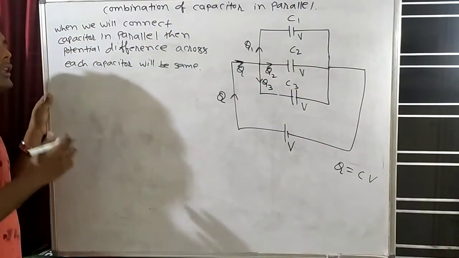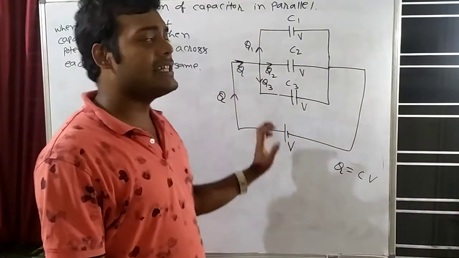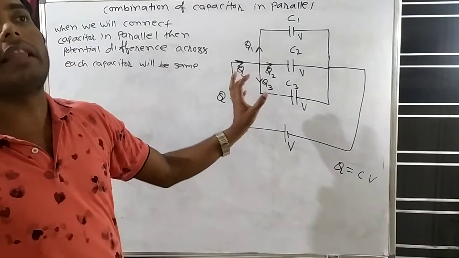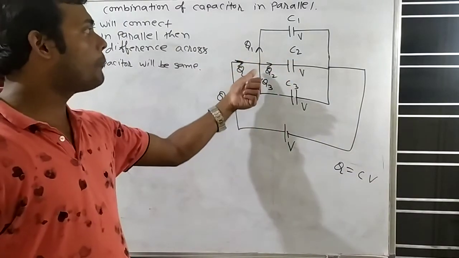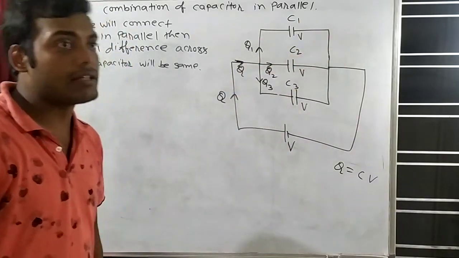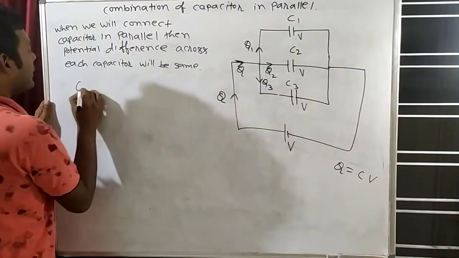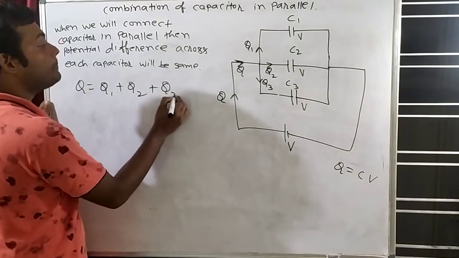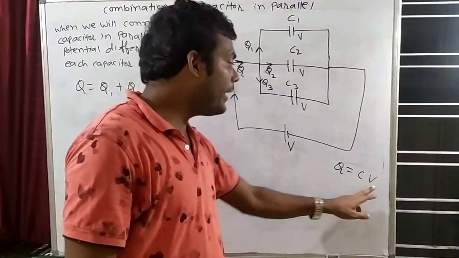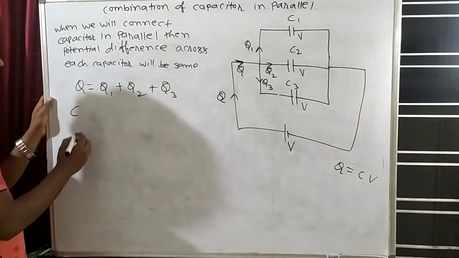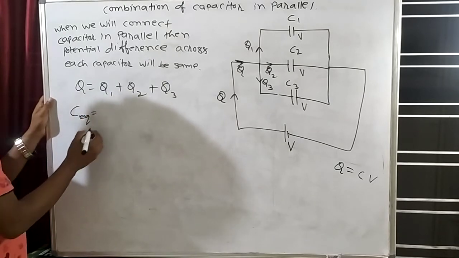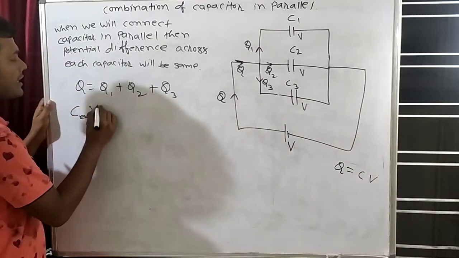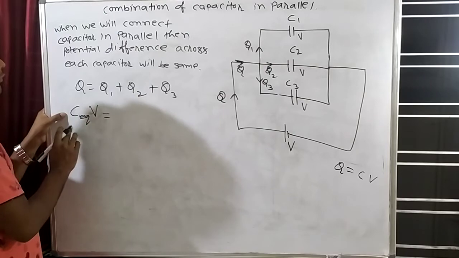According to charge conservation, incoming charge is equal to outgoing charge, because charge is neither created nor destroyed. That means at any point, incoming charge will be equal to outgoing charge. How much charge is incoming? Q. That will be equal to Q1 plus Q2 plus Q3. And Q is what? C into V. So let's suppose the equivalent capacitance is C equivalent, so Q will be equal to C equivalent into V.